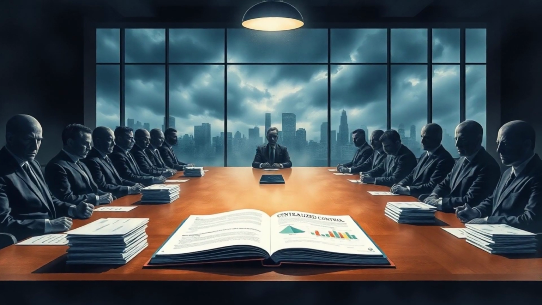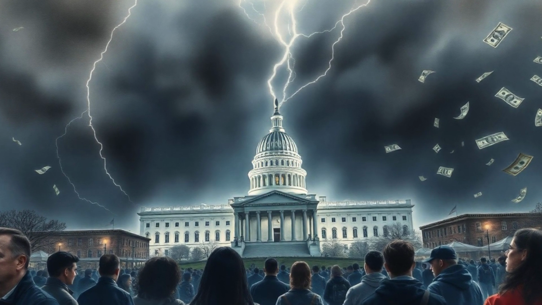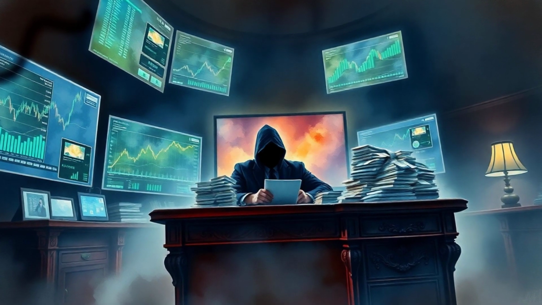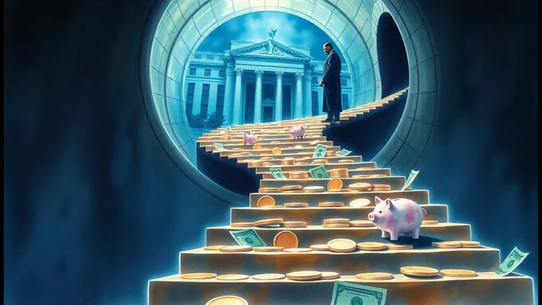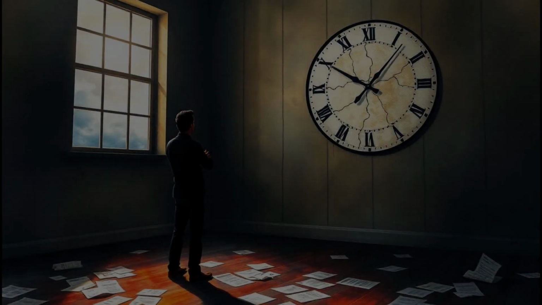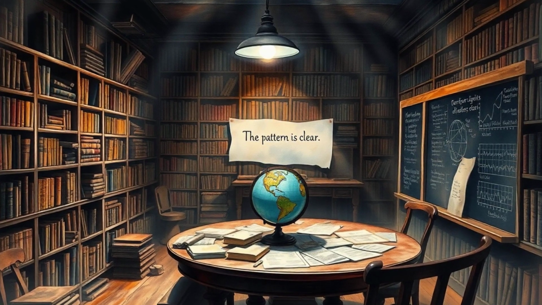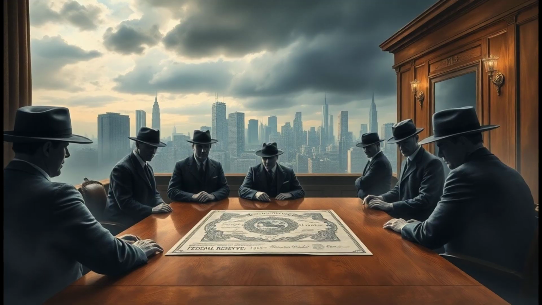Stage 4, centralized control. When the crisis hits, the Fed will step in with even more power. They'll launch new programs, print more money, expand their balance sheet, and the cycle will repeat. But here's the difference this time. You can see it coming. The pattern is clear. Let's review what we've learned.